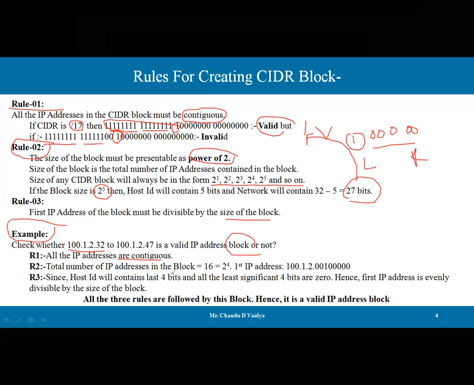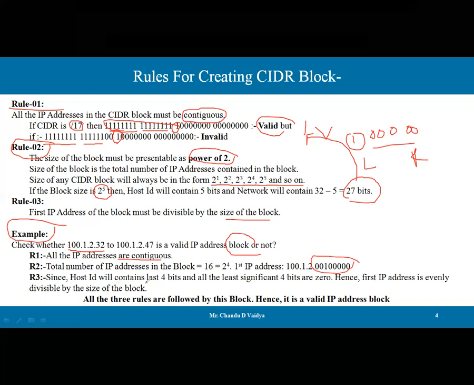Total number of addresses in the block, let's say 16. That is 2 to the power 4. So the first IP address is, let's say, 100.1.2.32. This is the first address. So we have applied the second rule. It is also passed. Then apply the third rule.